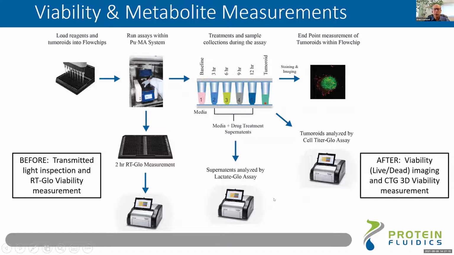During the assay, you can collect your supernatants. You can analyze those with lactate glow, different glow assays or ELISA assays. And at the end, after you've done this, you can then do a viability assessment with live imaging. We also can use CellTiter-Glo, add that reagent directly into the sample well, and read luminescence from there as a measure of viability in the endpoint measurements.